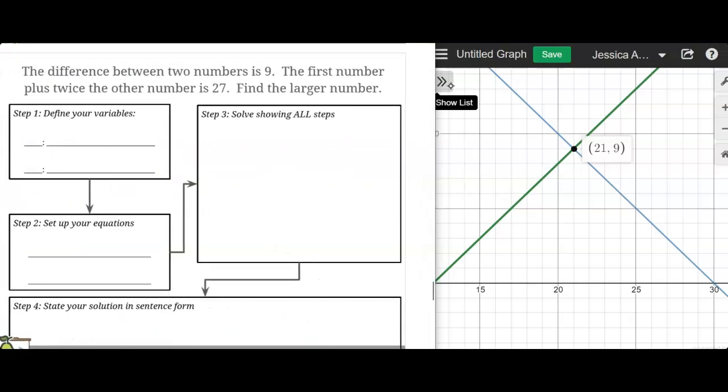One last problem. So the difference between two numbers is 9. The first number plus twice the other number is 27. Find the larger number. So this one is a little bit trickier. But if we look at our important information, the difference between two numbers is 9 is one piece. That's our first equation. And the first number plus twice the second is 27. That's our second equation. Now we see that they want the larger number.